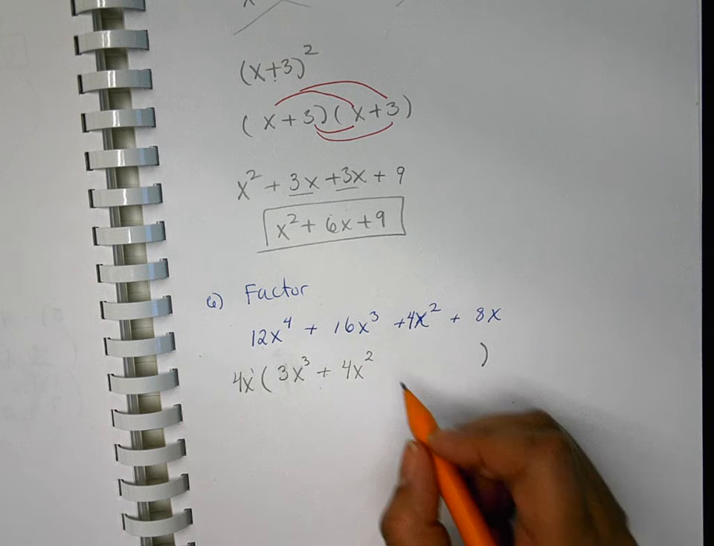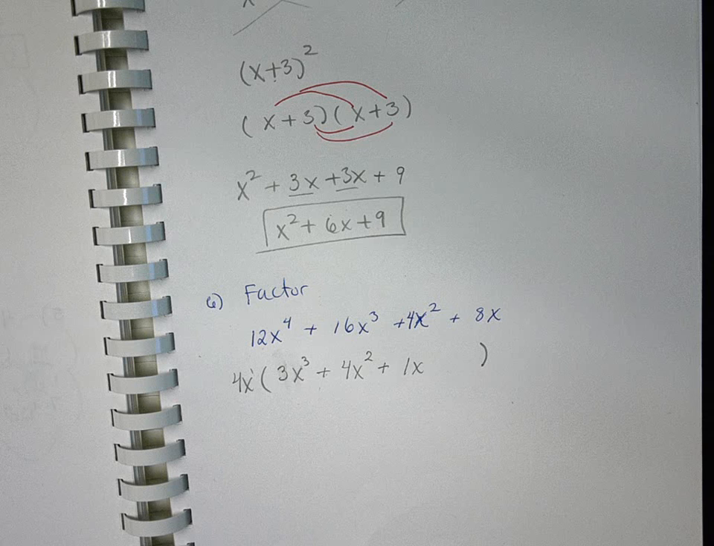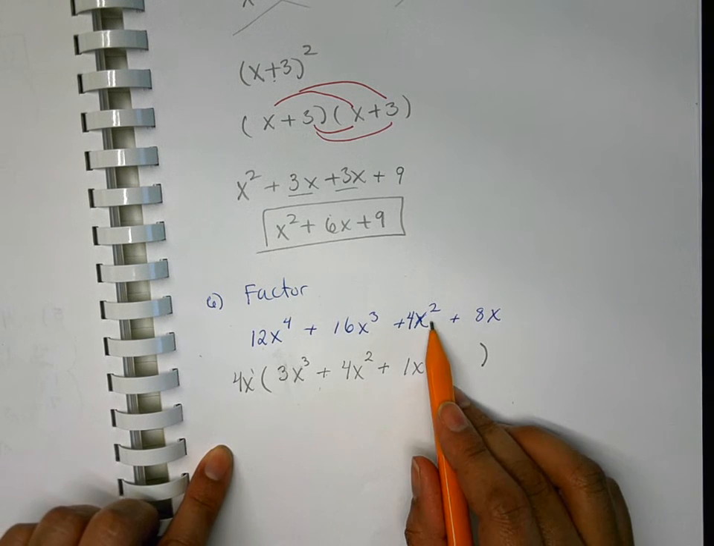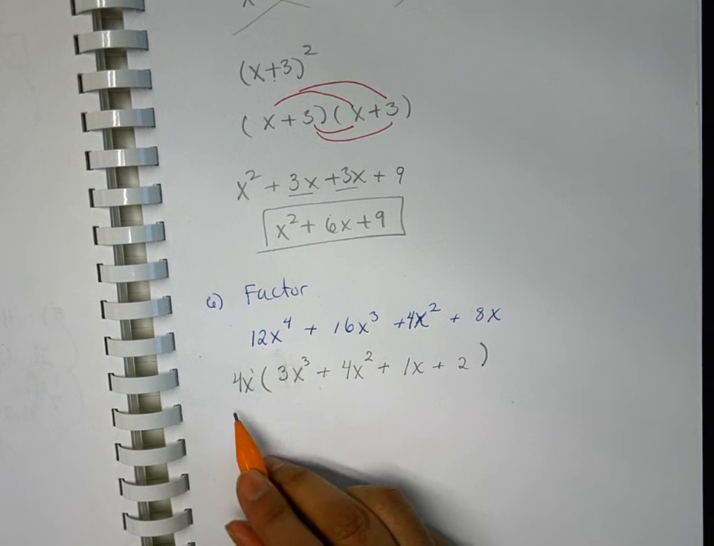All right, keep going. Plus 1X. 1x, and if you just put x, is that okay? Yes. And is x1 and x1 x squared? Yes. All right, keep going. Plus 2, and 4x times 2 is 8x, yes or no?